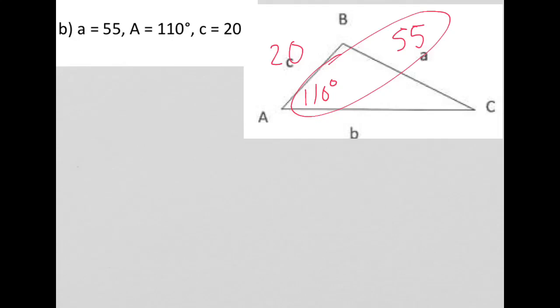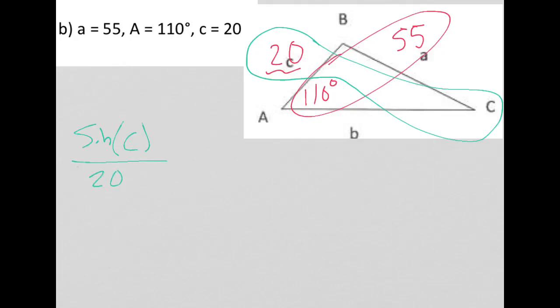We have a set of opposites, which means we're using the law of sines again, except this time, since the other thing we know is a side, we're going to be solving for an angle first, and not just any angle. We're going to be solving for angle C. So let's say the sine of angle C divided by 20 equals that pink ratio, the sine of 110 divided by 55. So what are we going to get?